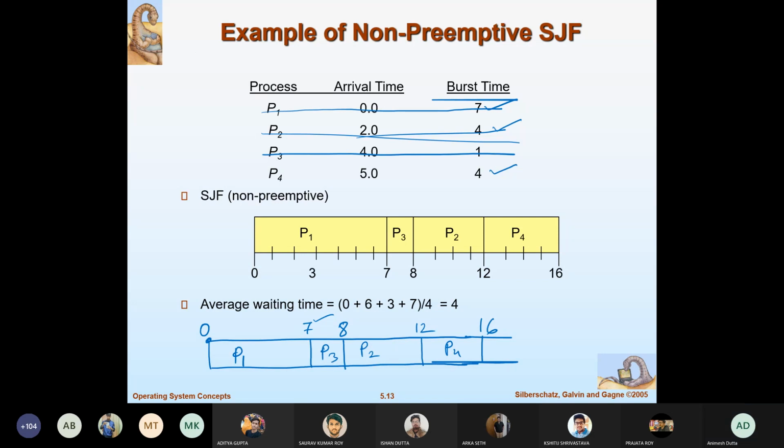ठीक है? Any doubt up to this? Sir, if a process P5 had come at the 8th millisecond with a burst time of, let's say, 2 milliseconds, would it come before P2? Yes, it would come before P2. Okay, sir. Is this clear up to this? Yes, sir. Okay.